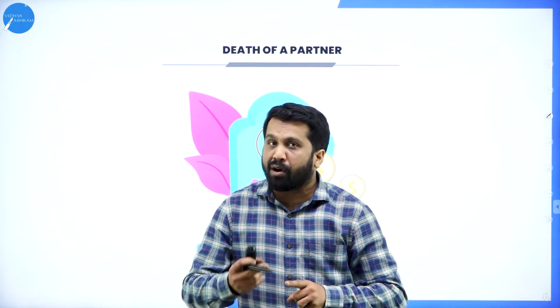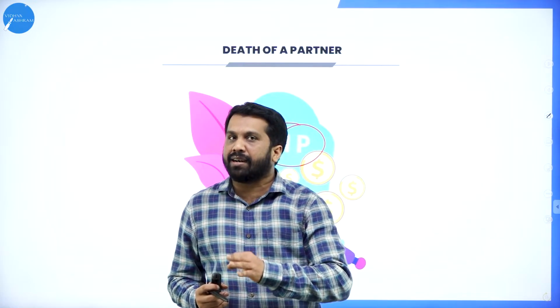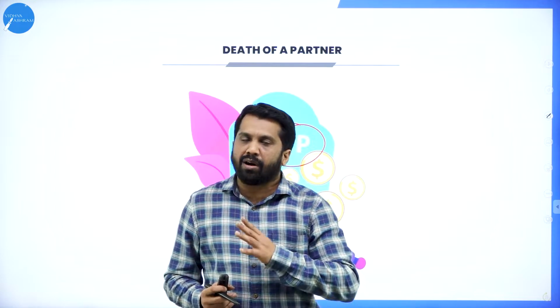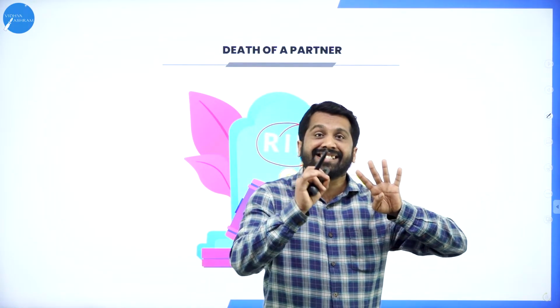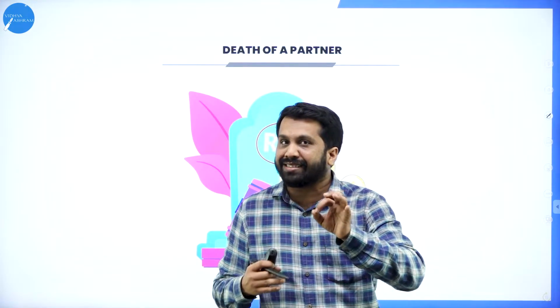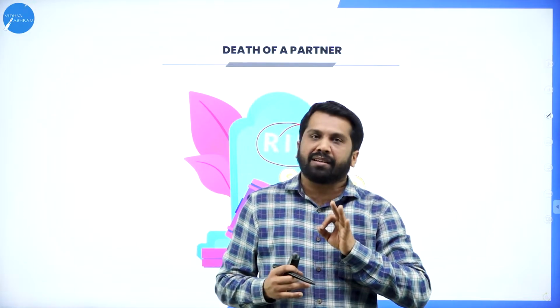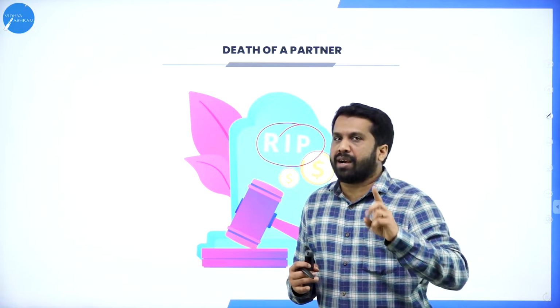They call the spouse of that person, the children or parents of that particular person. Children, parents, spouse, relatives are all called as what? Executors. Again, I'll repeat. Children, parents, spouse, relatives are the legal representatives of the deceased partner. The dead partner's representative is called as executor. Very important, 1 or 2 mark question.